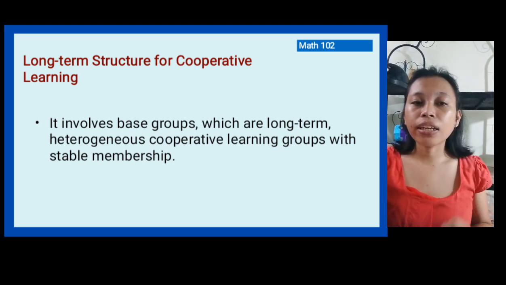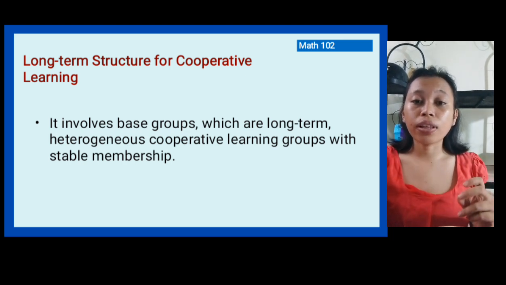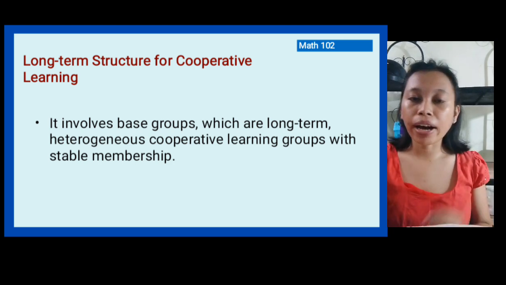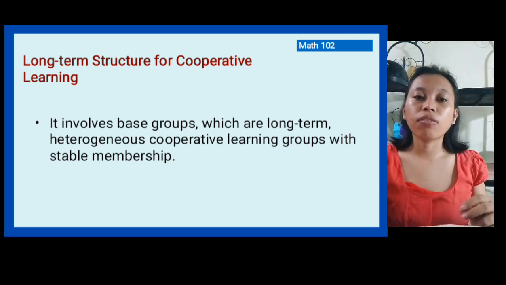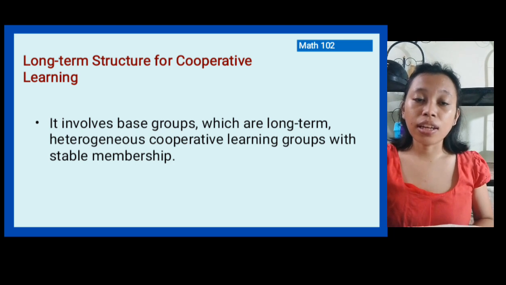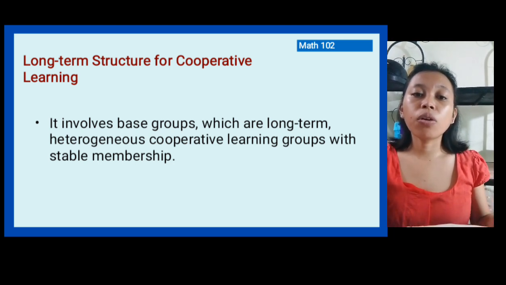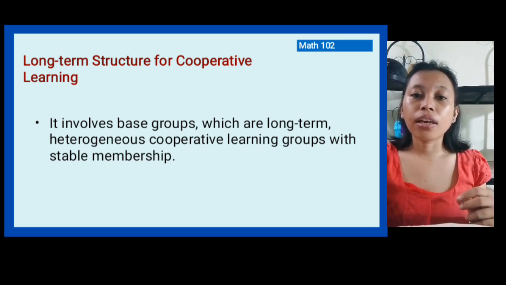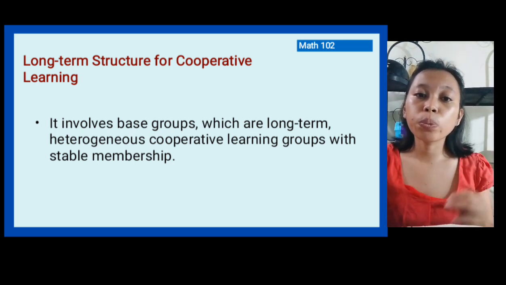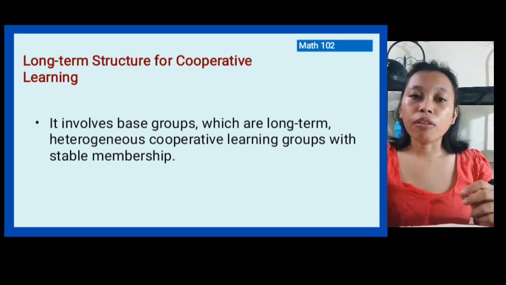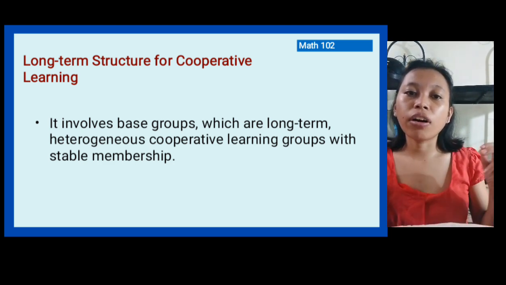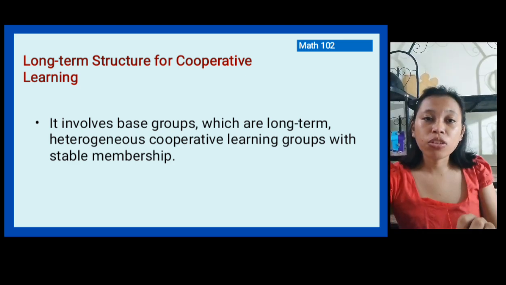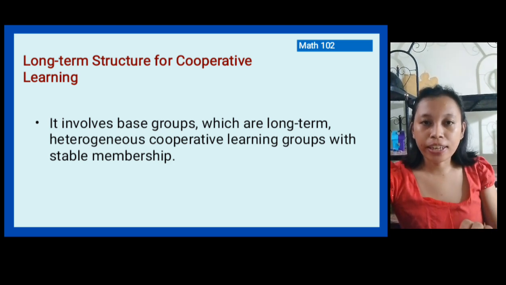Example, throughout the year, students work with a partner or small group to give feedback on essays and creative writing assignments. That's an example of long-term structure for cooperative learning. Again, it is a permanent group for learning and social development throughout the semester or year. Okay, those are the forms of cooperative learning.